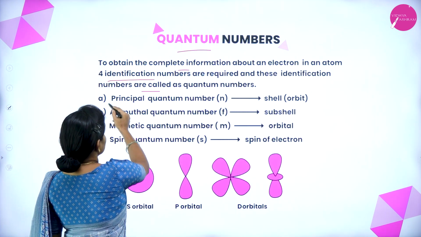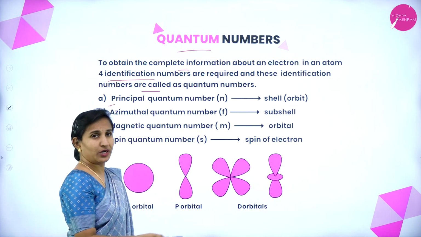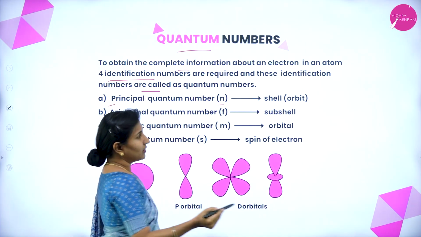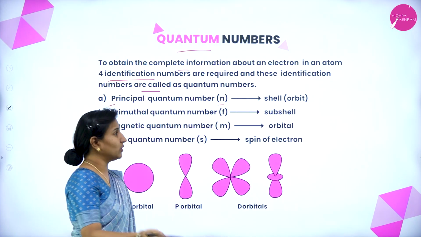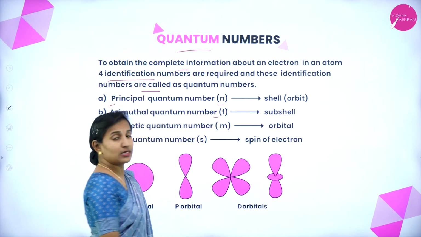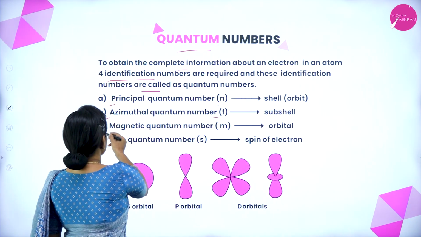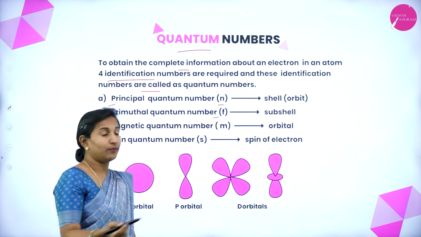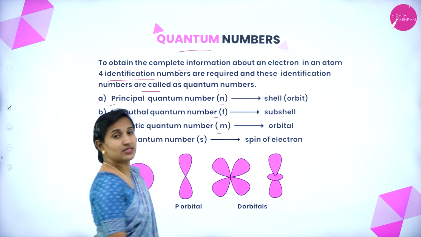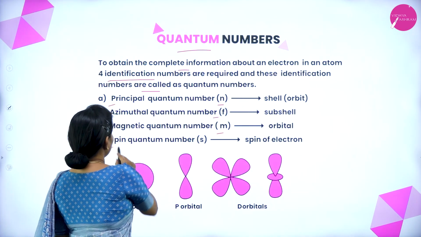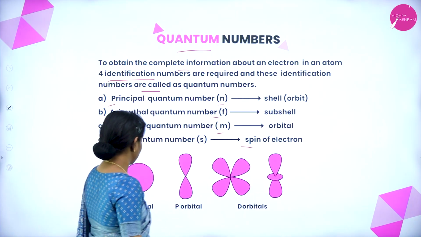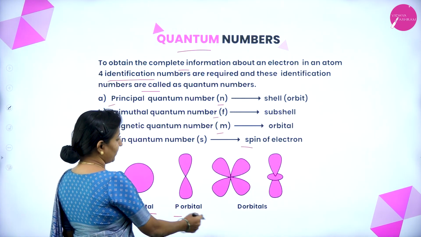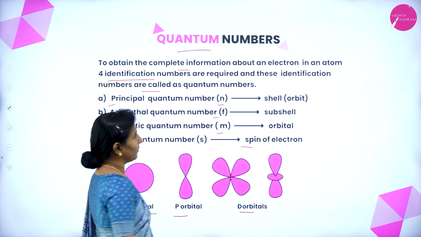These are the principal quantum number denoted by n, that is the shell; the azimuthal quantum number denoted by l, that is the subshell; the magnetic quantum number denoted by m, that is the orbital; and the spin quantum number, that is s, the spin of the electron. The subshells are the s orbital, p orbital and d orbital.